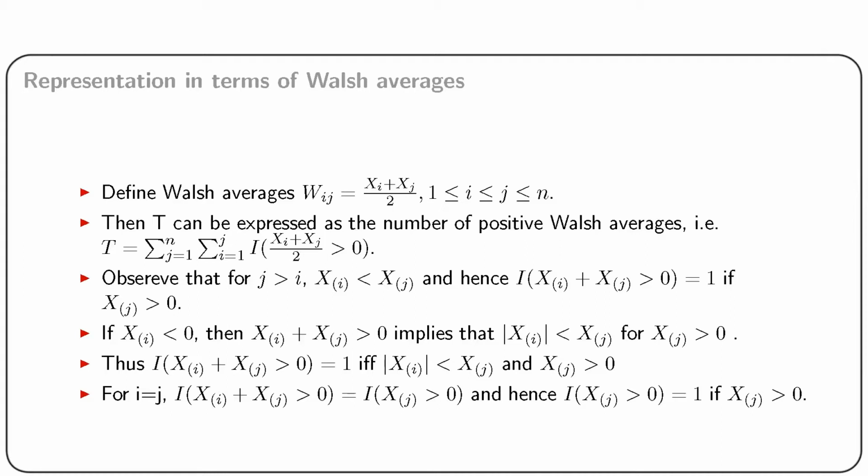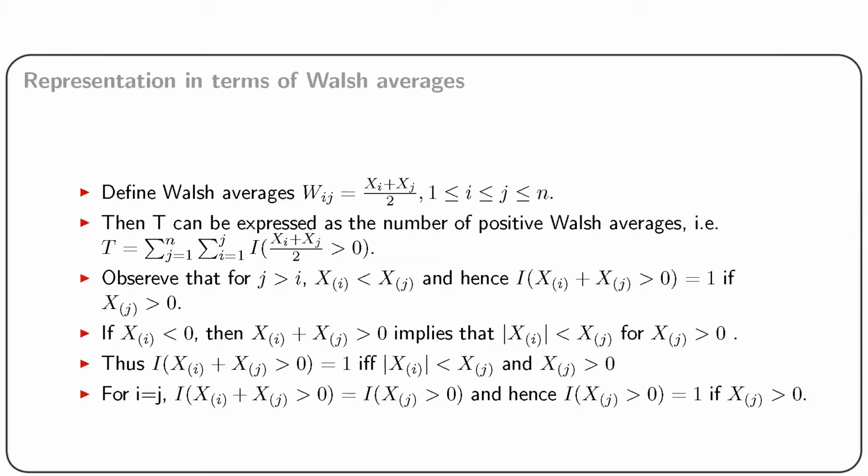Now, we shall discuss some other type of properties, that is consistency and unbiasedness, confidence interval, etc. Now, we start with the representation of such a statistic in terms of Walsh averages. Define a Walsh average as the arithmetic mean of xi and xj for 1 ≤ i ≤ j ≤ n. That is, wij = (xi + xj)/2.